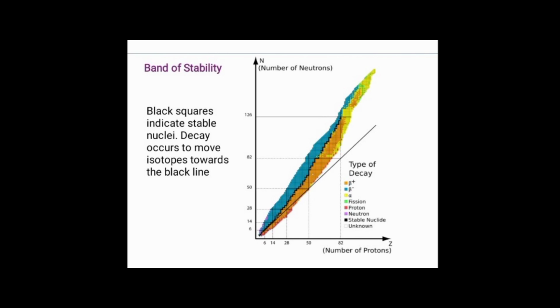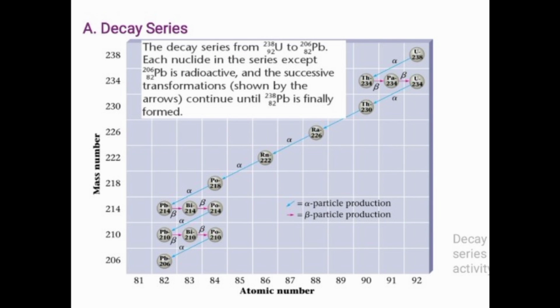So as you can see on the graph, the black squares indicate stable nuclei. Decay occurs to move isotopes towards the band of stability. And lastly is the decay series. This graph indicates the decay series from U to Pb. Each nuclide in the series except Pb is radioactive, and the successive transformations shown by the arrows continue until Pb is finally formed.